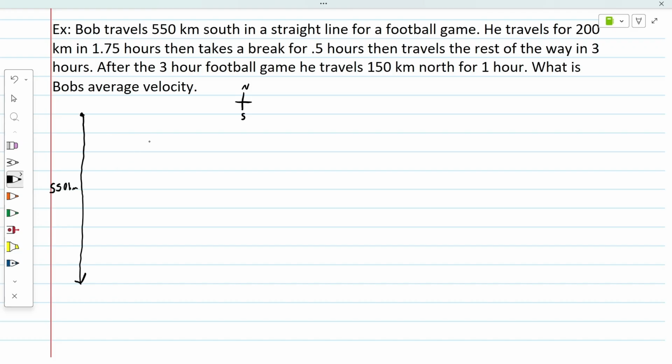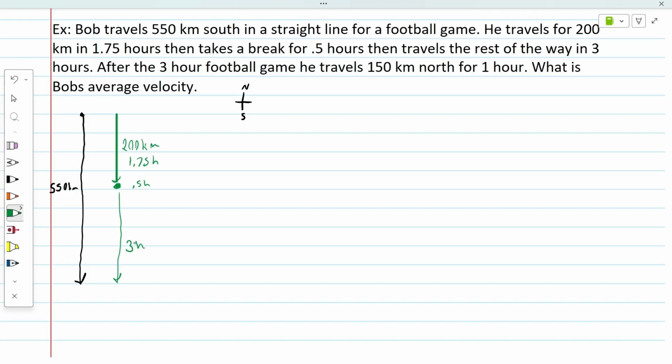And then over the course of this travel, he starts by traveling, and I'll make this another color so we can see this is the overall. So he starts by traveling 200 kilometers in that amount of time. So we'll just draw an arrow. Okay, so that's 200 kilometers in 1.75 hours. Okay, and then he just stops for 0.5 hours, and then he travels the rest of the way, and that is done in 3 hours, right?